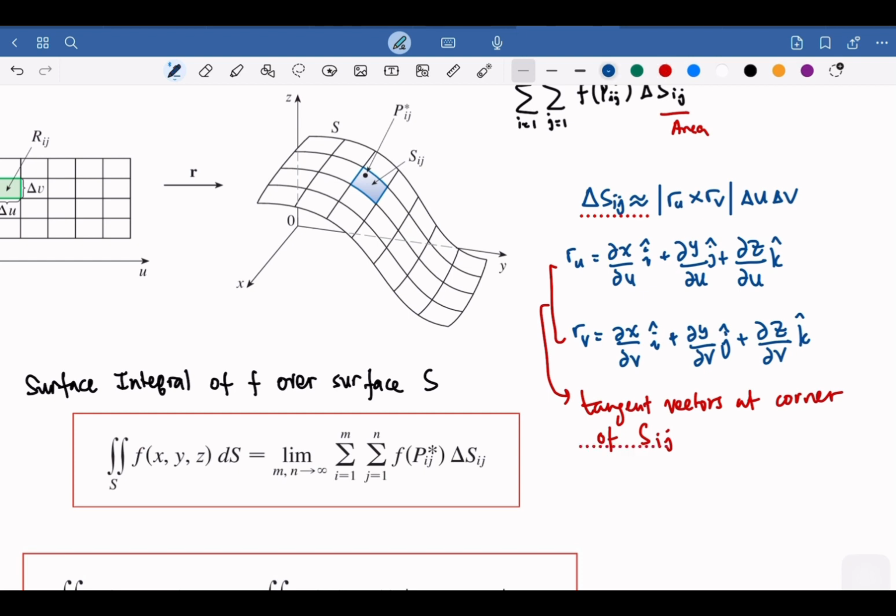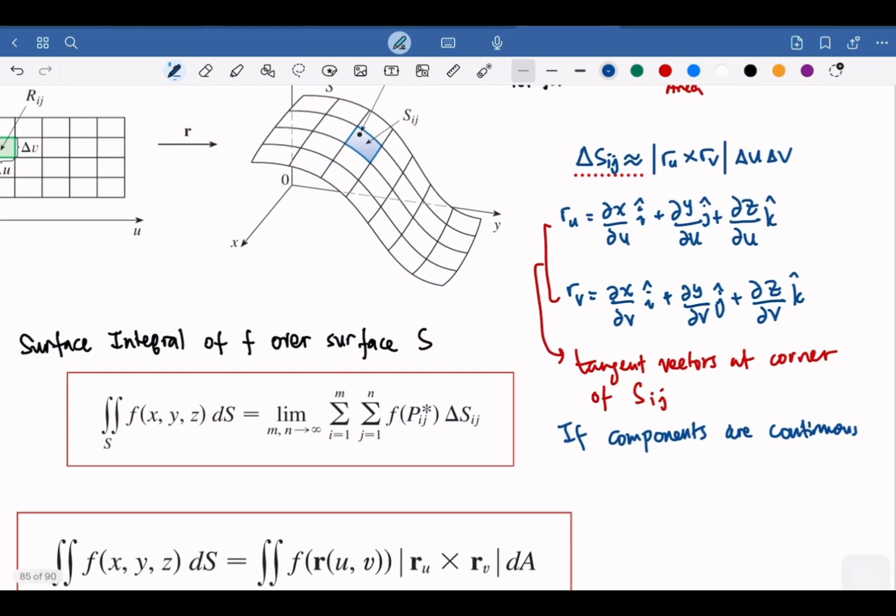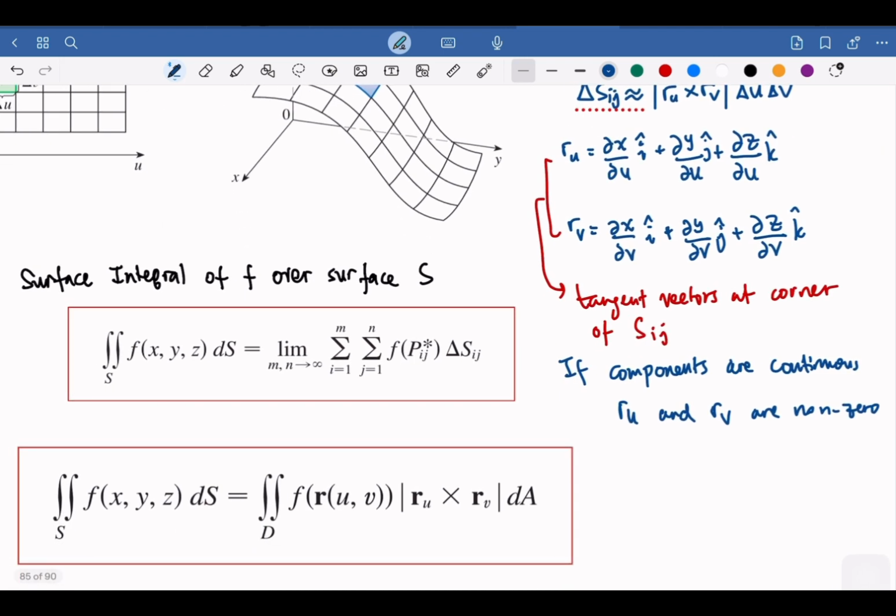And if the components are continuous, Ru and Rv are non-zero, and non-parallel. This is also important because if it is parallel, then we don't have any tangent plane, right?